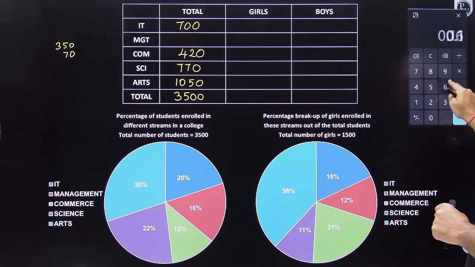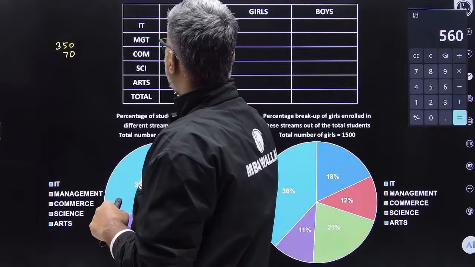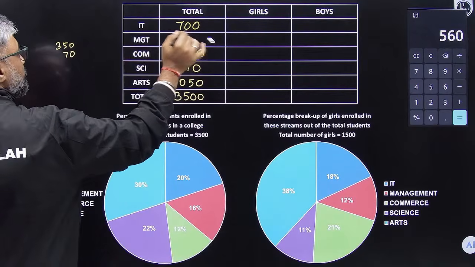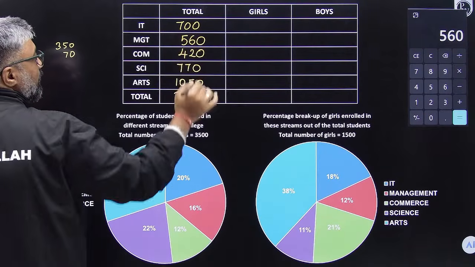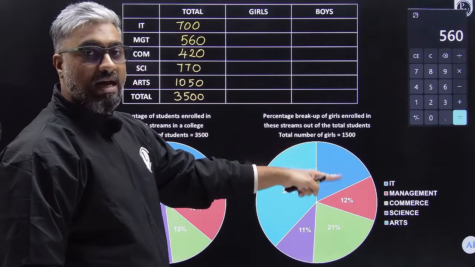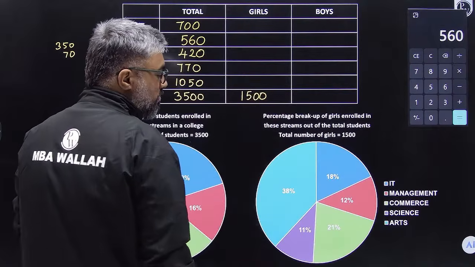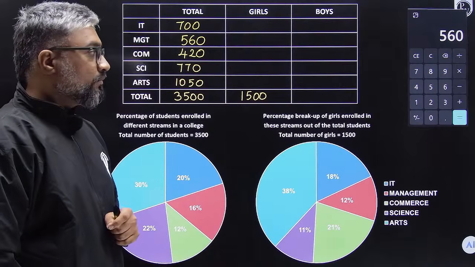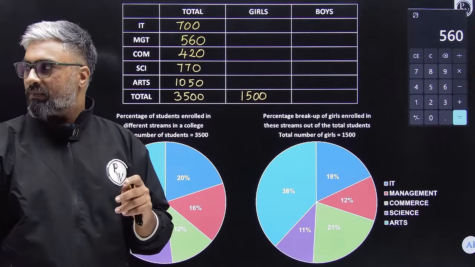So 16% of 3,500 would be how much? 560. Clear? Done? Same way, can you calculate the total number of girls in each category? Yes, you can. So this is 1,500. You can use the calculator if you want, or you can do it manually also. The choice is yours.